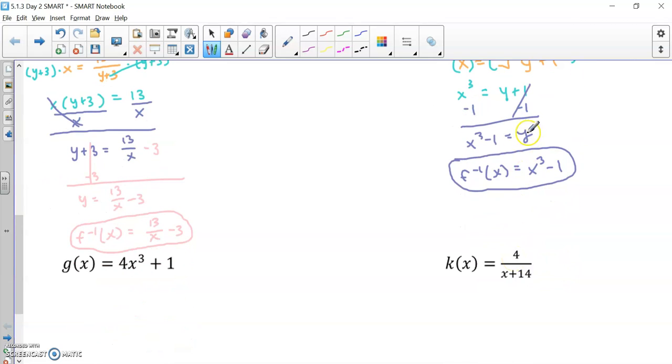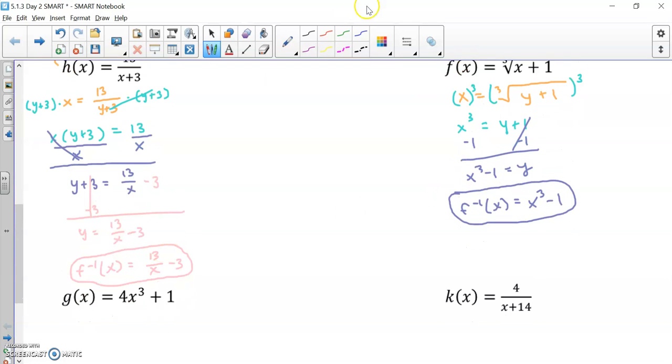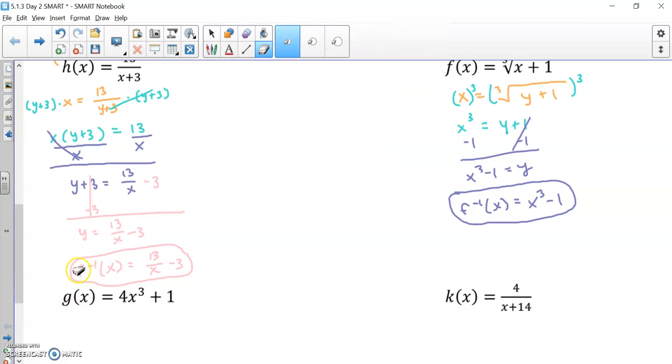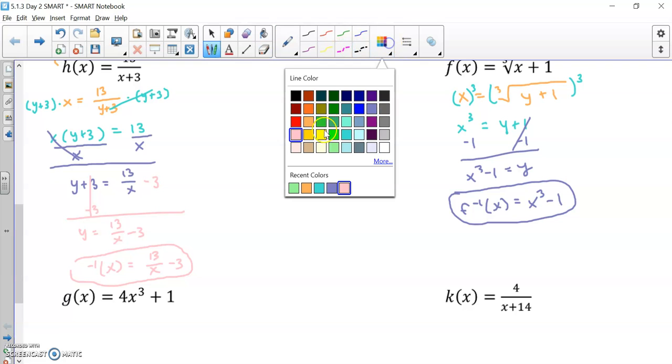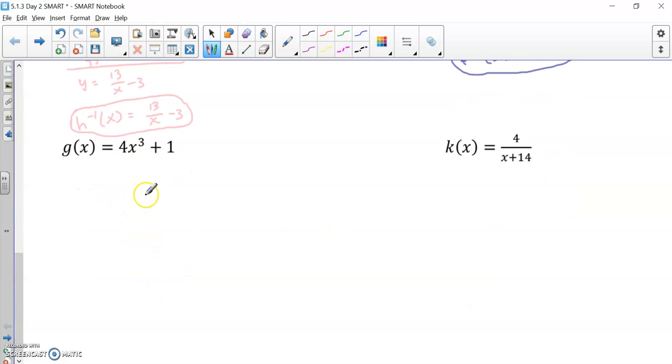Alright, again, I'm just replacing these y's with the f inverse of x because that's the correct notation, because after all, we did find the inverse function of f of x. Also, technically this should be an h because that's an h of x, so let me fix that. Whatever letter is there, that's what you want to use. All right.